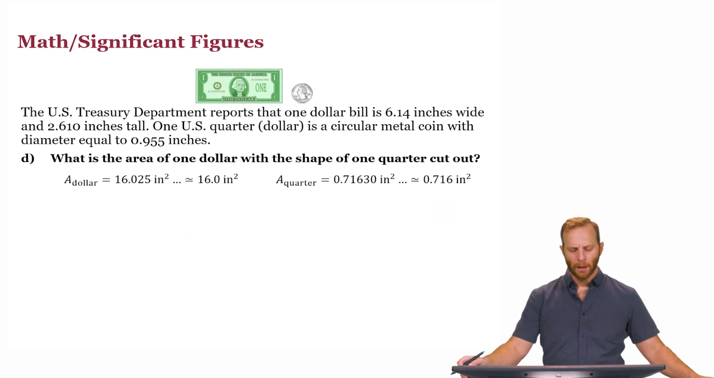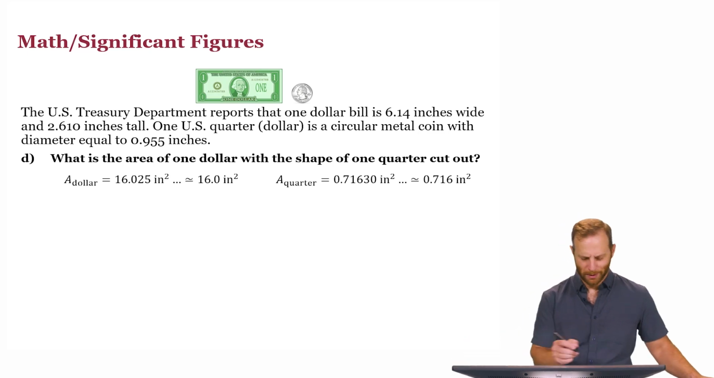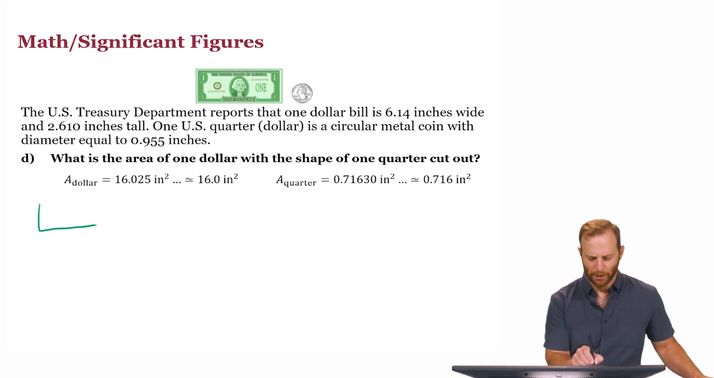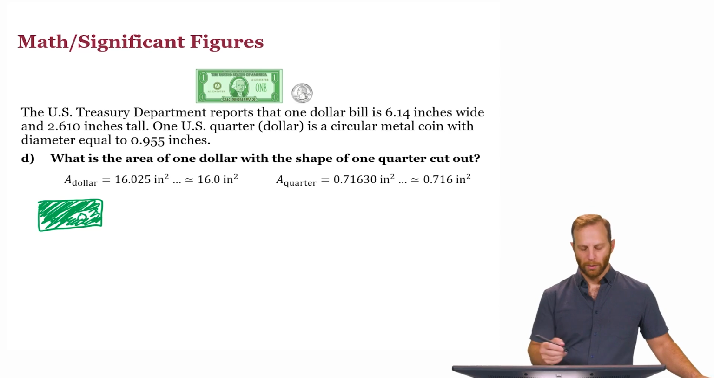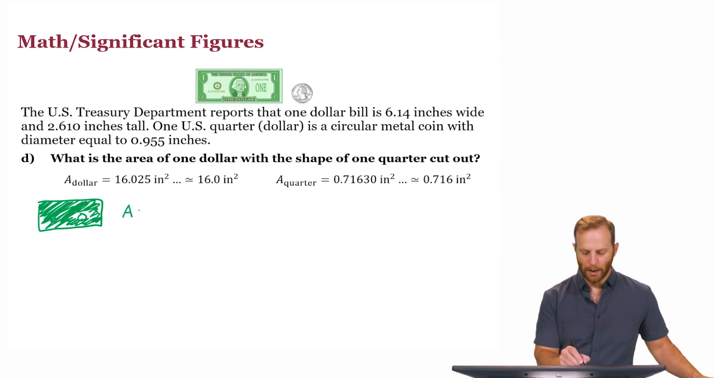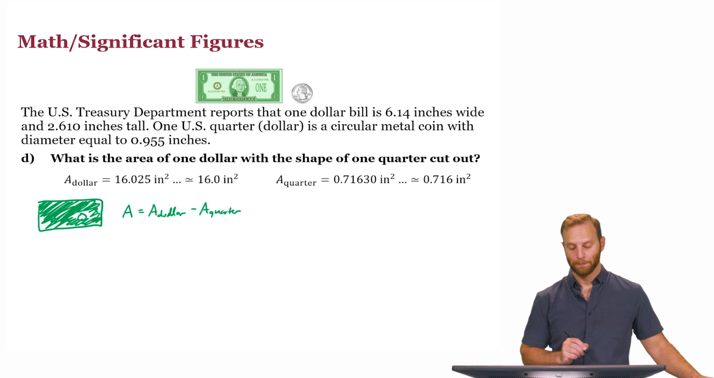Okay, finally, what is the area of $1 with the shape of a quarter cut out? In other words, as a picture, you might want to think about this like a dollar with a circle cut out, and so what we're trying to do is get the area of this region that I have just shaded in. So it is probably obvious that what I want, the area, is the area of a dollar minus the area of a quarter.